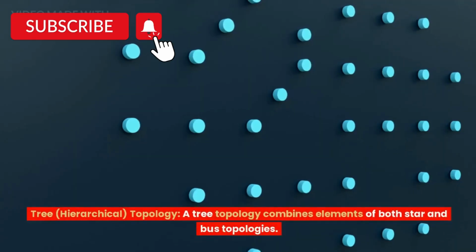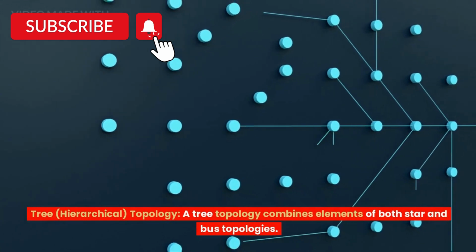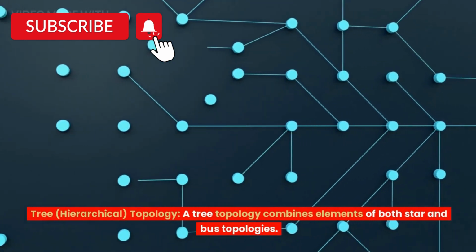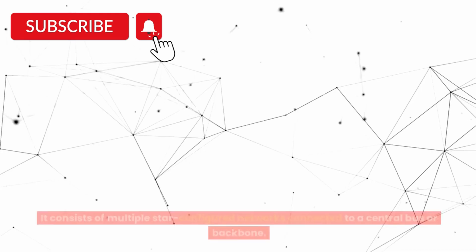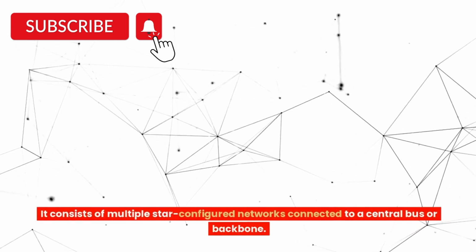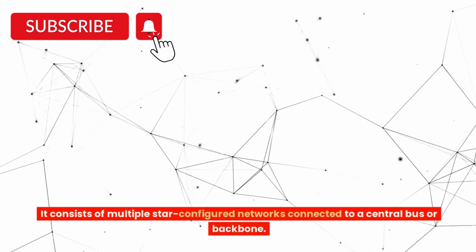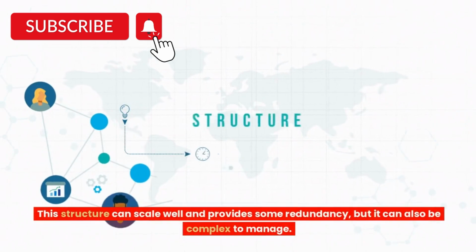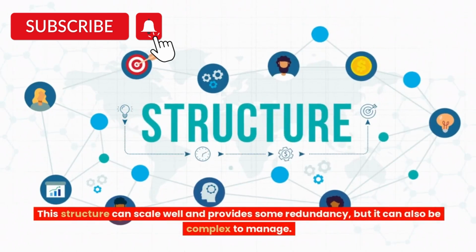Tree, hierarchical, topology. A tree topology combines elements of both star and bus topologies. It consists of multiple star-configured networks connected to a central bus or backbone. This structure can scale well and provide some redundancy, but it can also be complex to manage.